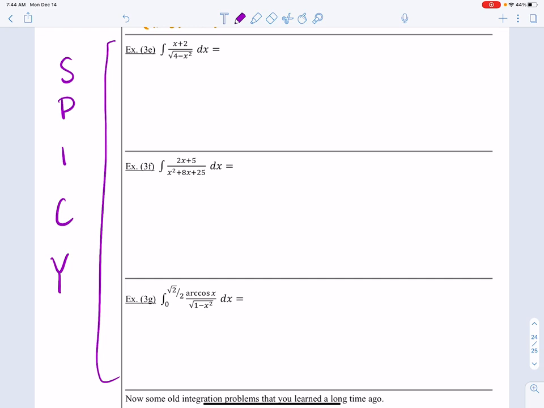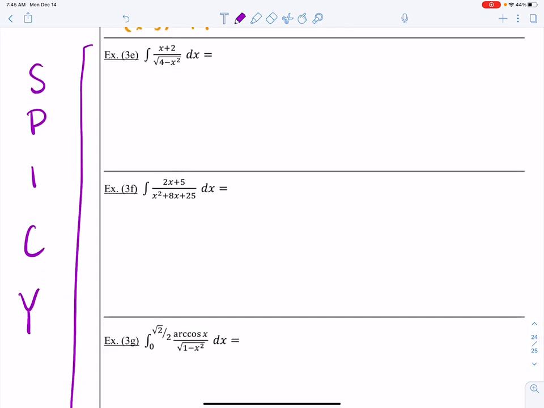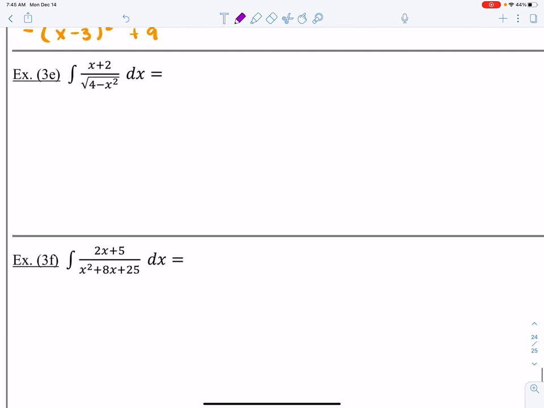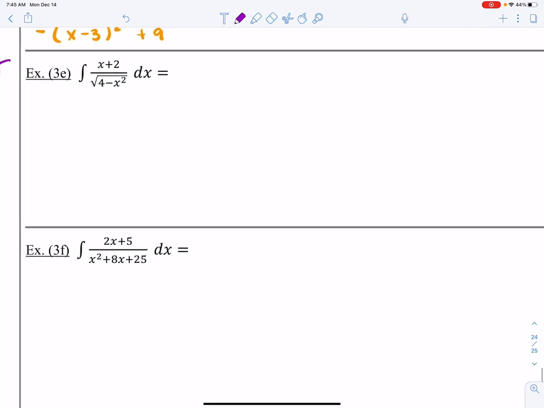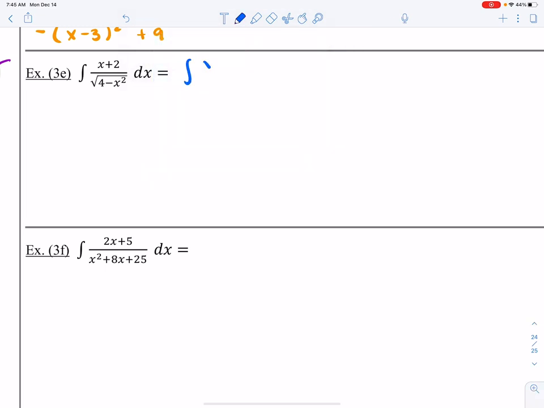Spicy, spicy. Okay? So I put these 3 on here because they require a little bit of manipulation to begin with. So let's look at 3e. If I u-sub it, u-sub isn't going to work. So what do I do? Well, let's split it up. Let's keep our x over the radical of 4 minus x squared dx.